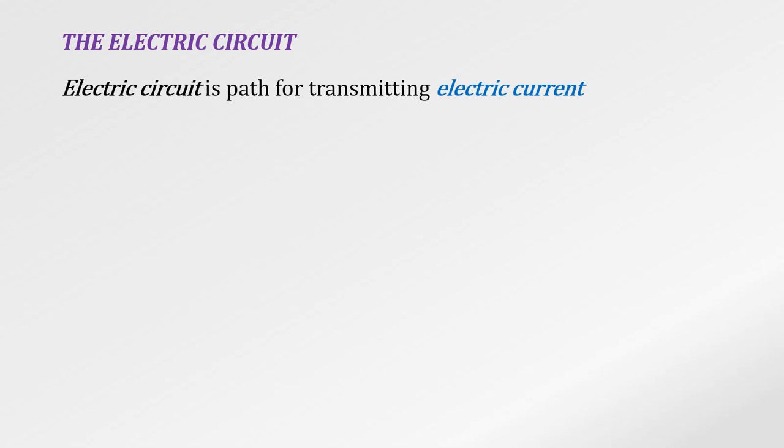Now, having known the factors which affect the resistance, we talk about the electric circuit. What is the electric circuit? An electric circuit is simply the path of transmitting electric current, like a transmission line.